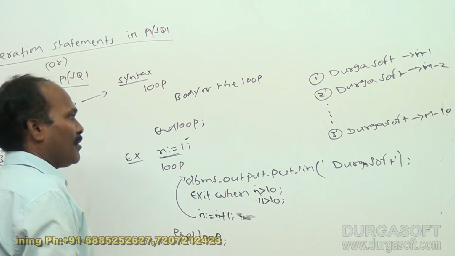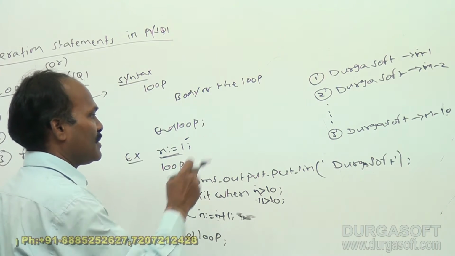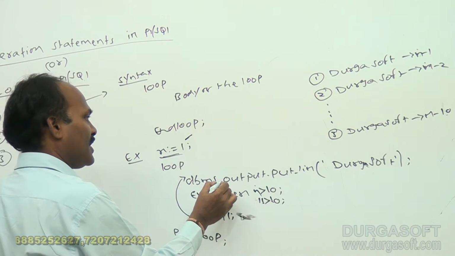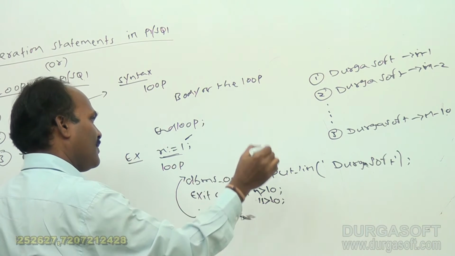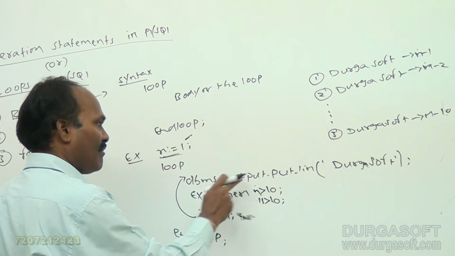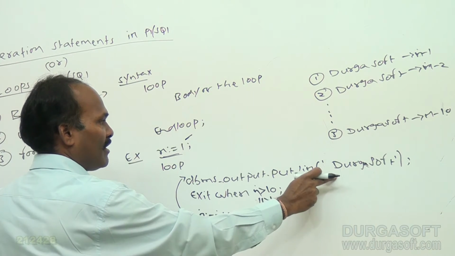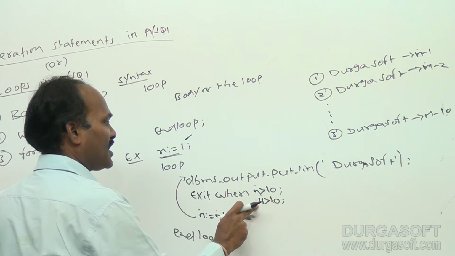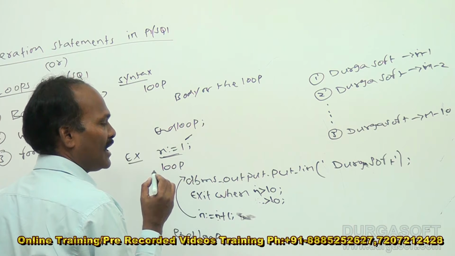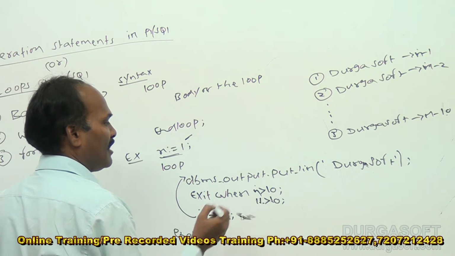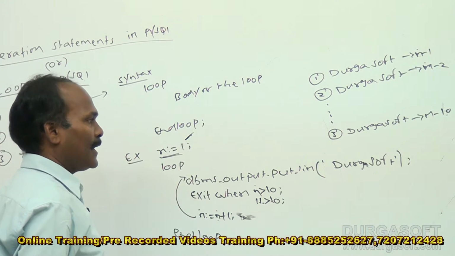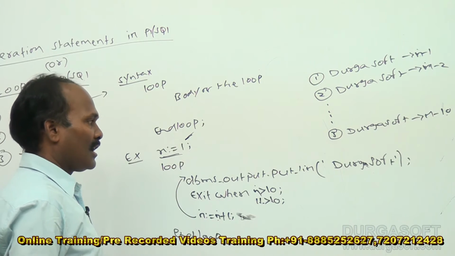So like this, you can print this message. When n value equal to 1, it is printed, 2 is printed, 3 is printed, and for 10 also it is printed, and for 11 also one time it is printed. After that it is going to check the condition. When the condition is true, n equal to n plus 1 will not be executed. Like this we can make use of this basic loop for printing the DURGASOFT message a number of times.